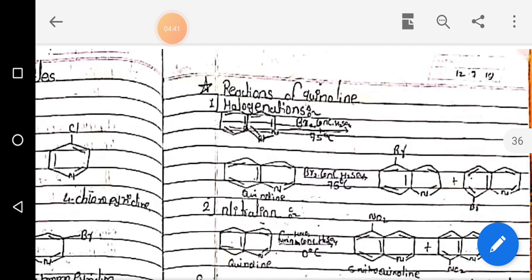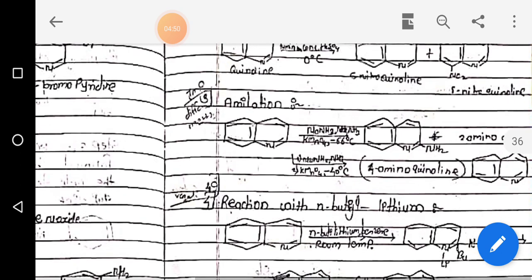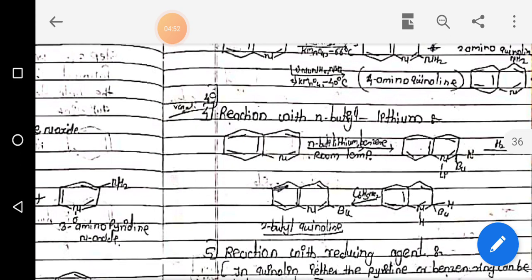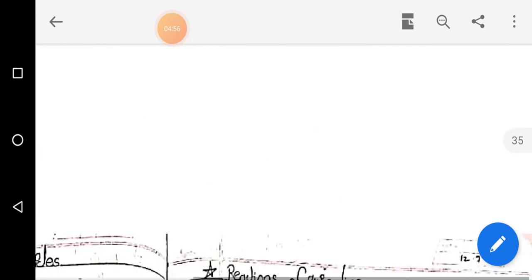Next are the reactions of quinolines. The quinoline reactions include halogenation reactions, nitration reactions, amination reactions, reaction with n-butyllithium, and reaction with reducing agents.